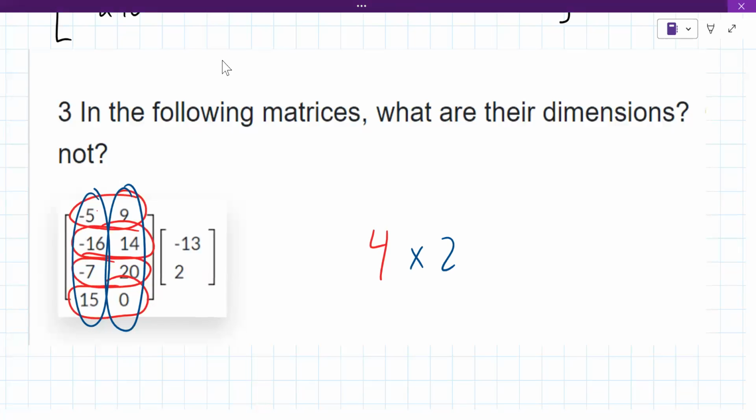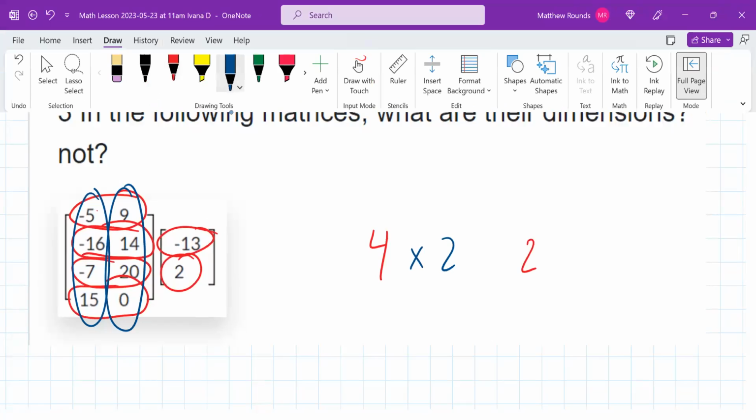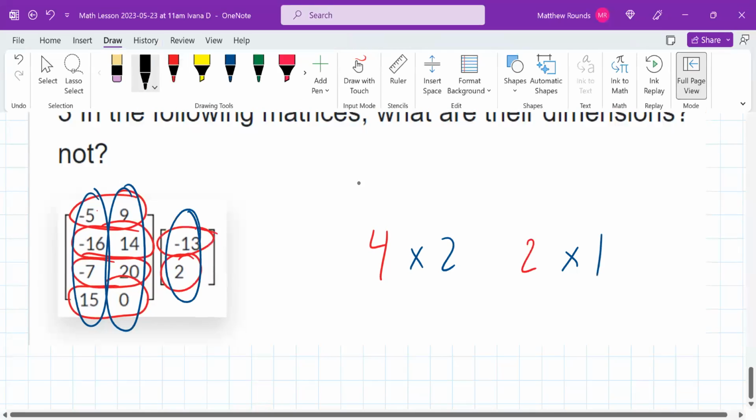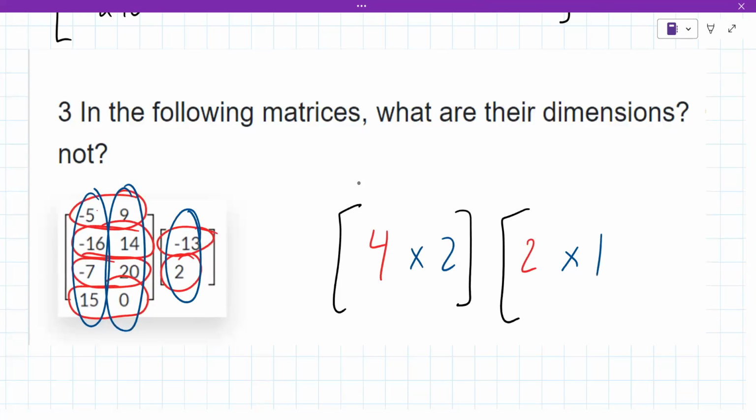Now the one on the right here, how many rows does it have? Just 2. And how many columns does it have? Just 1. Okay. Now this is important. For you to be able to multiply matrices, the inner dimensions have to match.